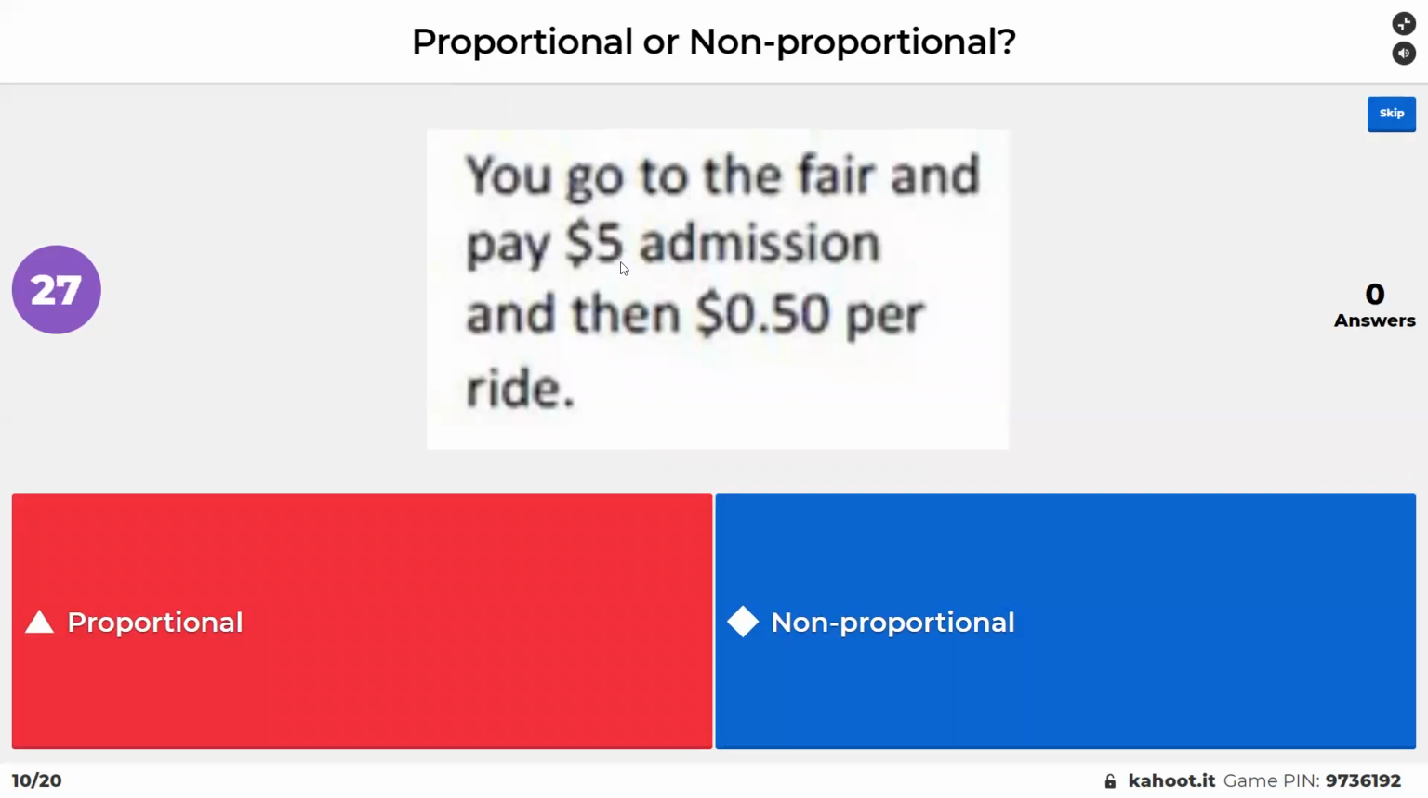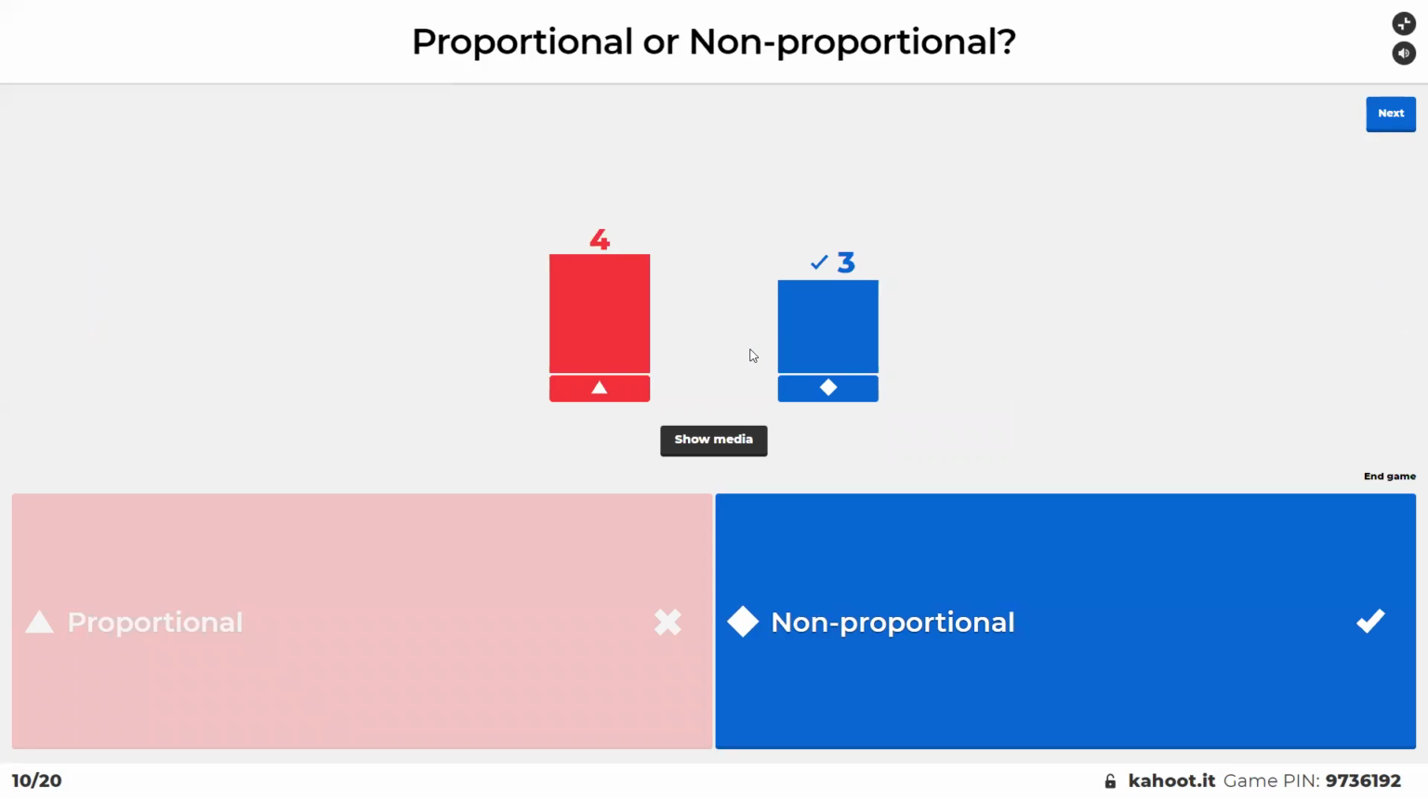You go to the fair and pay $5 admission and then 50 cents per ride. Is that proportional or non-proportional? Good. So you would go into the fair and you would pay 50 cents.